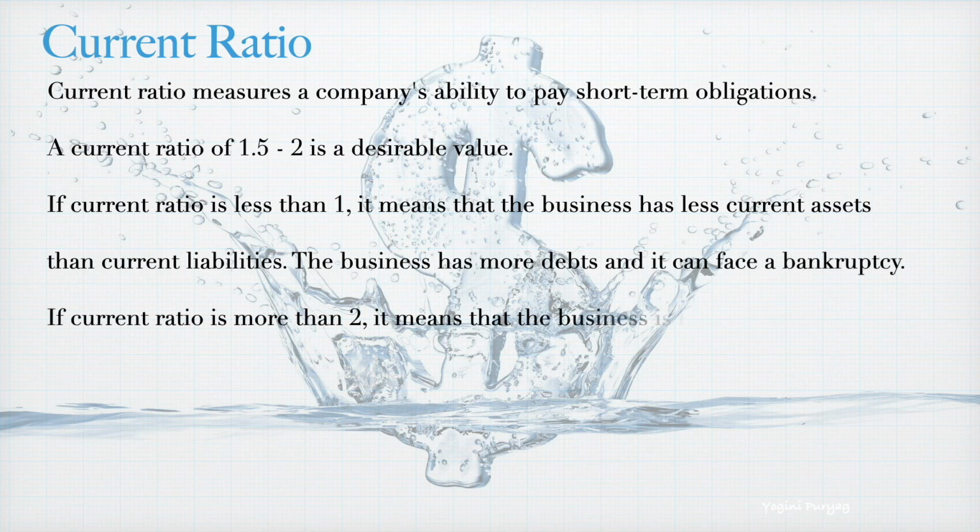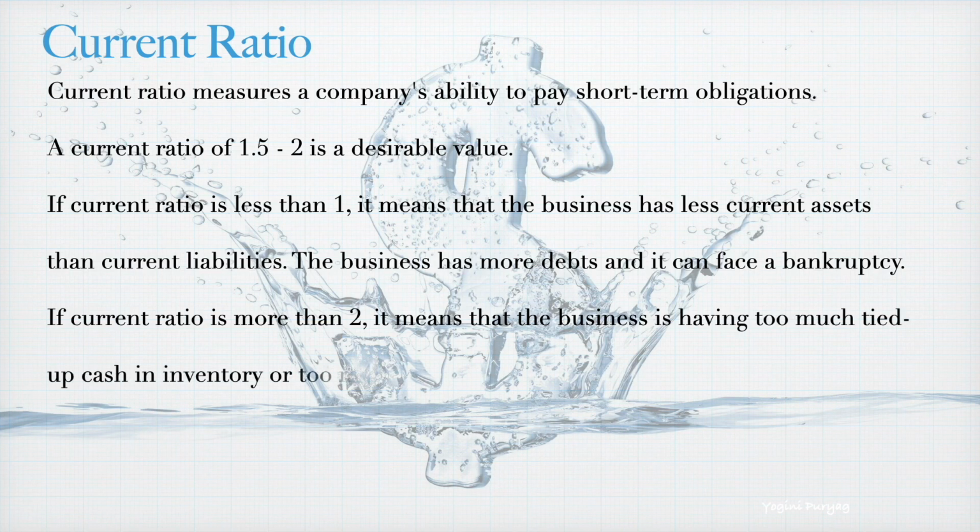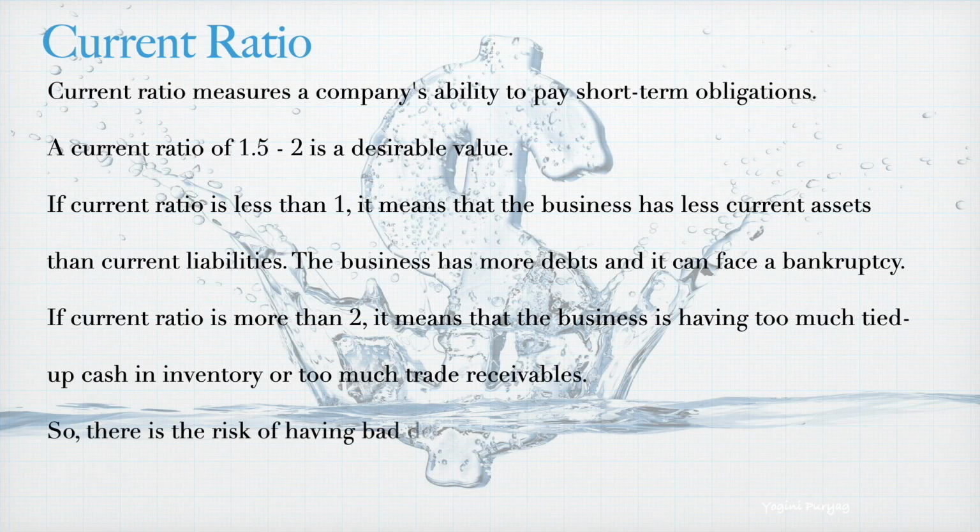If current ratio is more than 2, it means that the business is having too much cash tied up in inventory or too much in trade receivables. So, there is the risk of having bad debts.